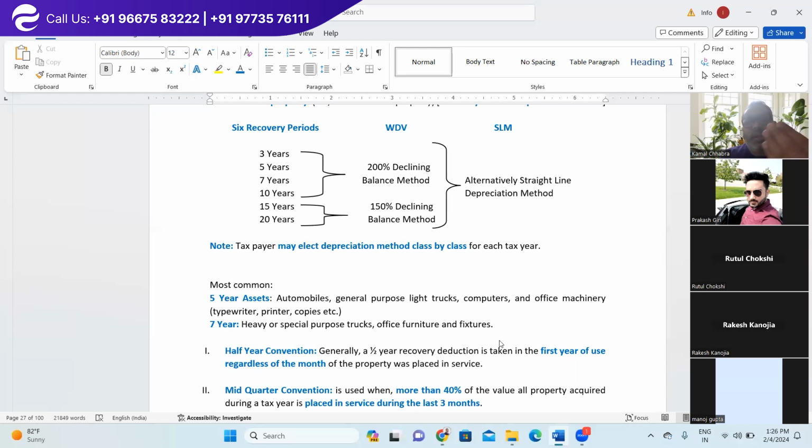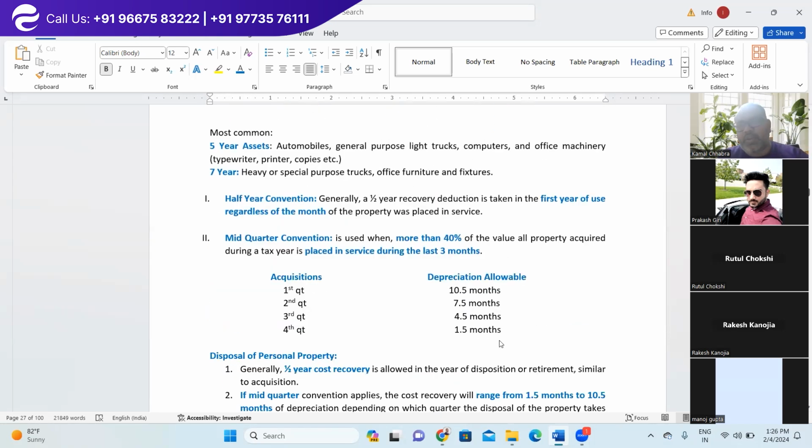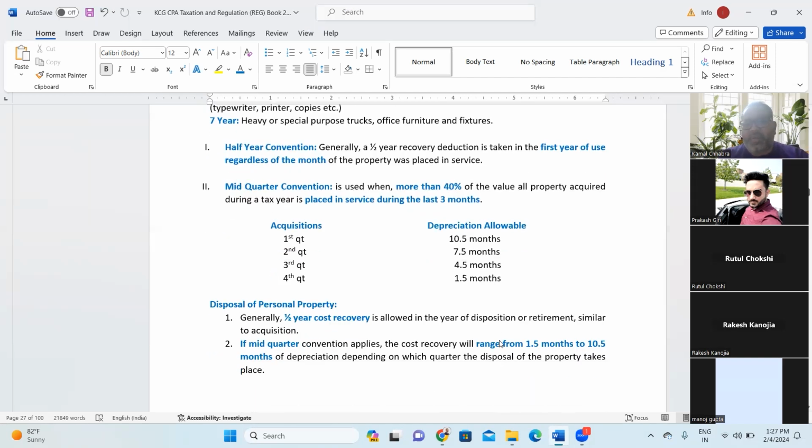For personal property, there are these six categories of classes of asset, right? The most common categories used or tested in the examination are 5 year and 7 year. 5 year assets include your automobiles, trucks, computers, office machinery, printer, typewriter, those things. 7 year are majorly heavy vehicles, trucks, furniture, fixtures, office furniture, those things, right? So the classes are there for 3 year, 5 year, 7 year, 10 year, 15 year categories.